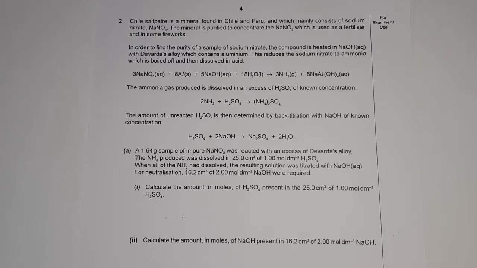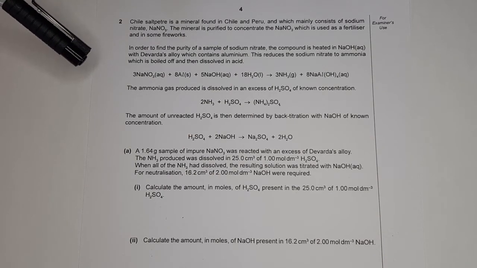So in order to find the purity of a sample of sodium nitrate, the compound is heated with sodium hydroxide and Devarda's alloy, which contains aluminium. This reduces the sodium nitrate to ammonia, which is then boiled off and dissolved in acid. And they give us the equation that we need.